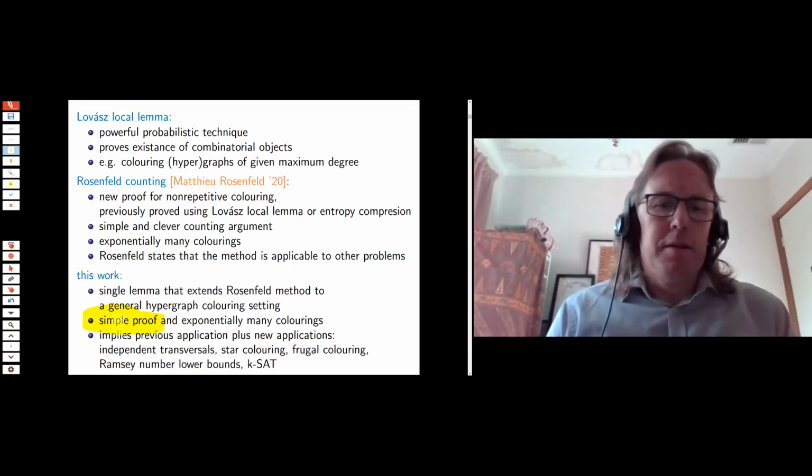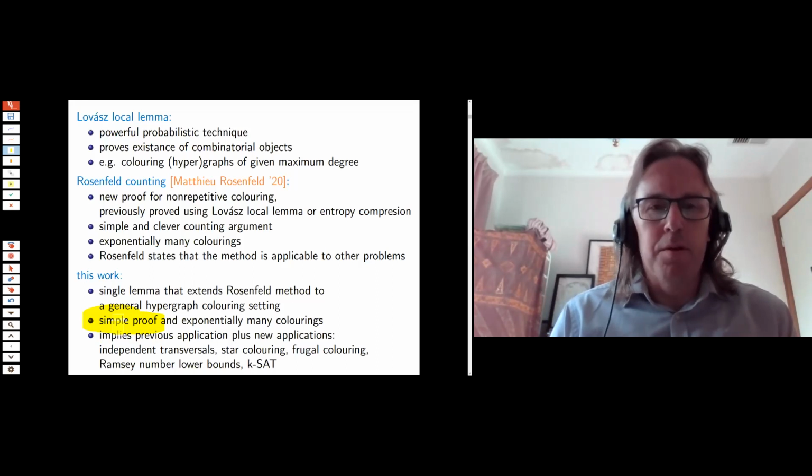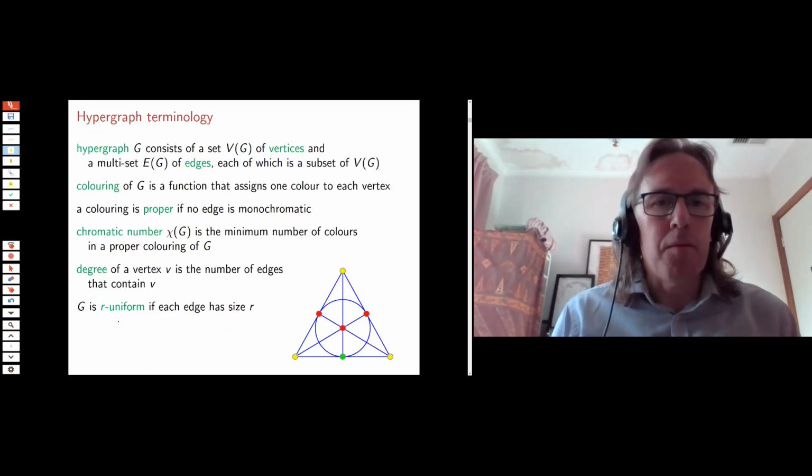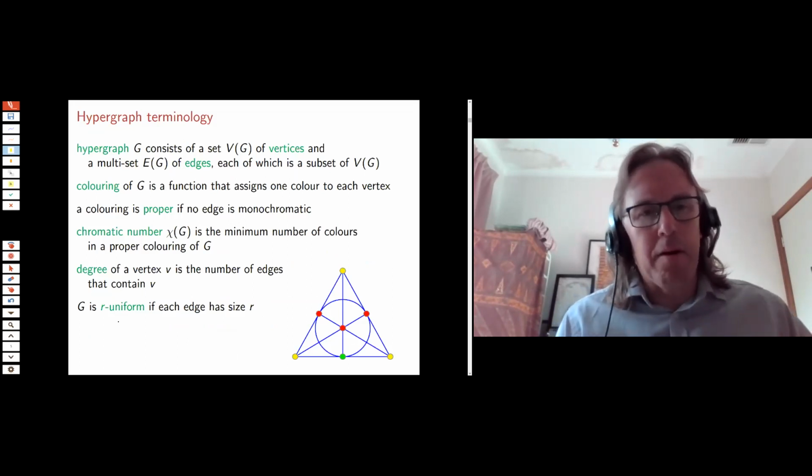Okay, so that's roughly where I'm headed today. But first of all, before I jump to the general setting, I want to talk about proper hypergraph coloring. So let me remind you, hopefully, of some basic hypergraph definitions.